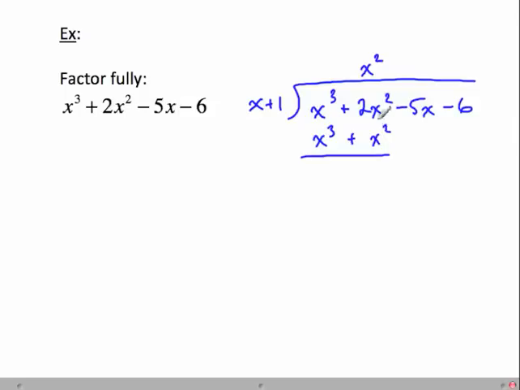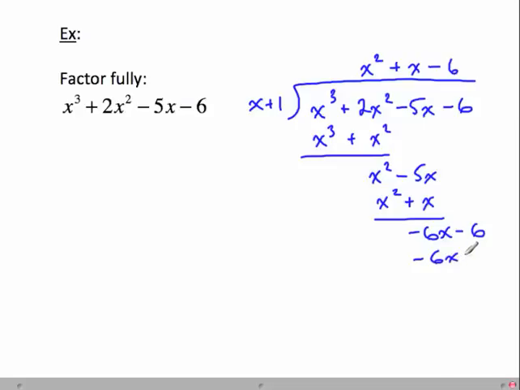Now I subtract down. 2x squared minus x squared is x squared, and bring down the -5x. Now x squared divided by x is x, and x times x plus 1 is x squared plus x. Subtract again. -5x minus x is -6x, and bring down -6. -6x divided by x is -6, and multiply back, and I get -6x minus 6, leaving me with a remainder of 0, as I should, given that x plus 1 is a factor.